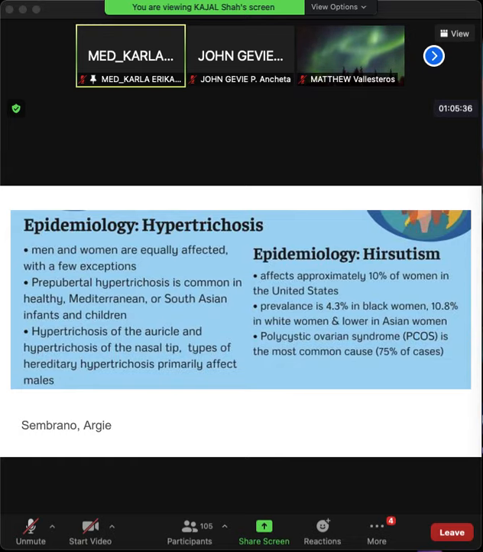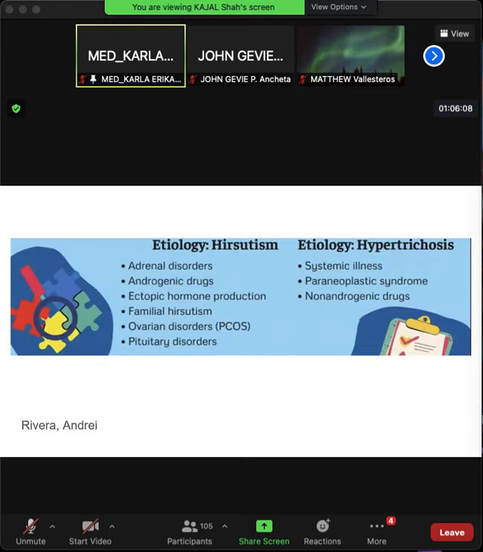So for hirsutism, it affects approximately 10% of women in the United States, and it is one of the most common health problems for women of reproductive age. For the prevalence, 4.3% in Black women and 10.8% in white women, while in Asian women, the prevalence is lower. Polycystic ovarian syndrome or PCOS is the most common cause, which is 75% of cases. Next.